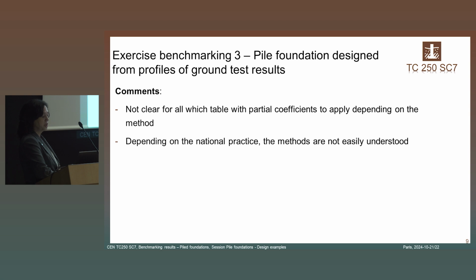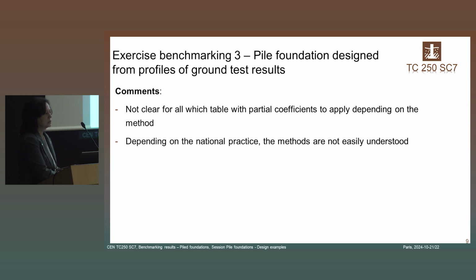And again, we can see that it is not clear for everyone which table to use and which partial coefficients, which correlation coefficients, and so on. And again, depending on their national practice, there are different views of the final solution.